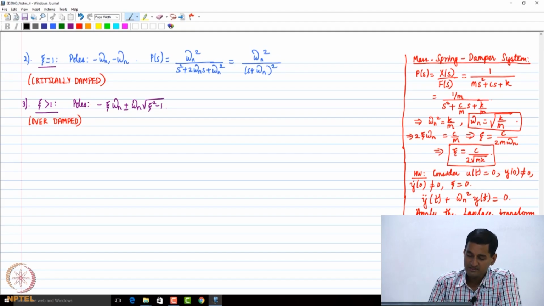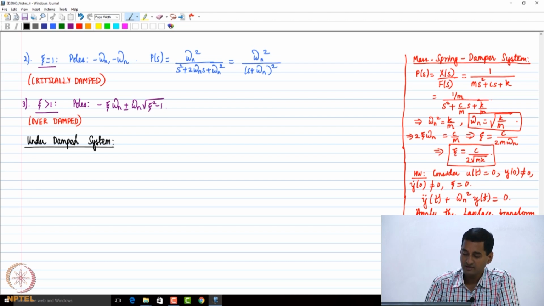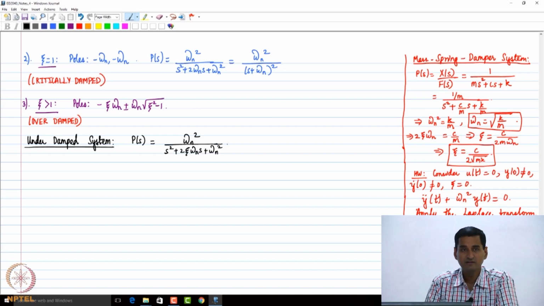Now what we are going to do is consider the case of the underdamped system and calculate its unit step response. Underdamped system means P of s is going to be once again omega n square divided by s square plus 2 zeta omega n s plus omega n square. So please remember the poles are at minus zeta omega n plus or minus j times omega d.